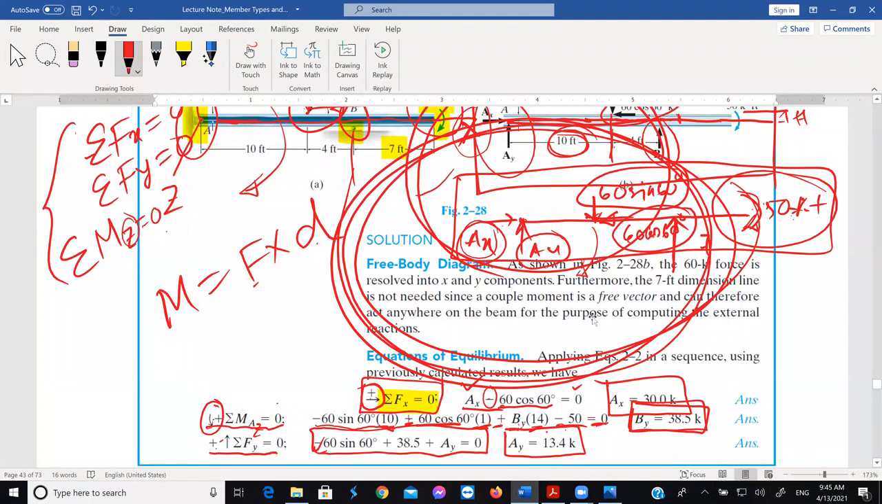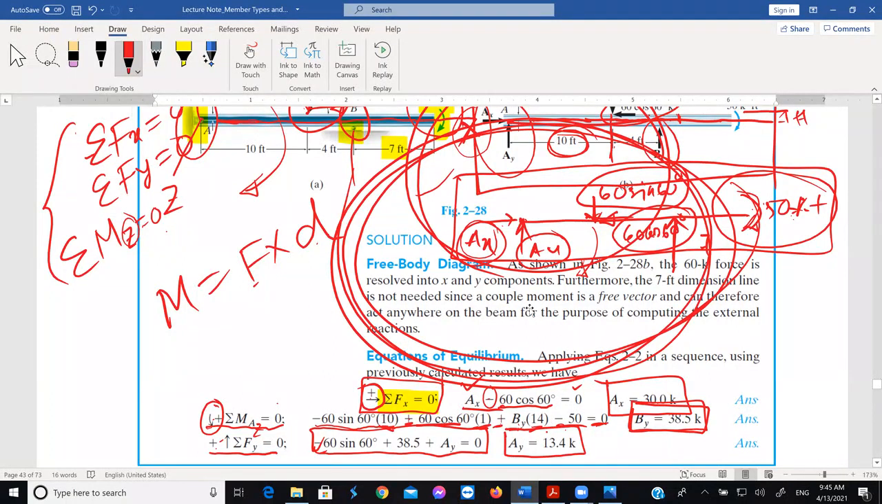Wherever you take the moment, remember, it's up to you whether you take the clockwise moment as positive or anti-clockwise moment positive. That's not going to impact your analysis or calculation. Also, if you do not understand whether a reaction component will work upward or downward, or for horizontal reaction, whether it will be rightward or leftward, just assume one direction and follow the calculation procedure.